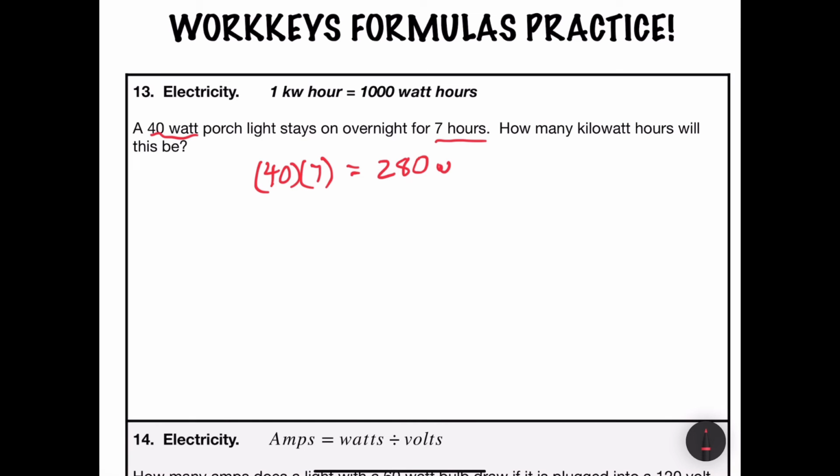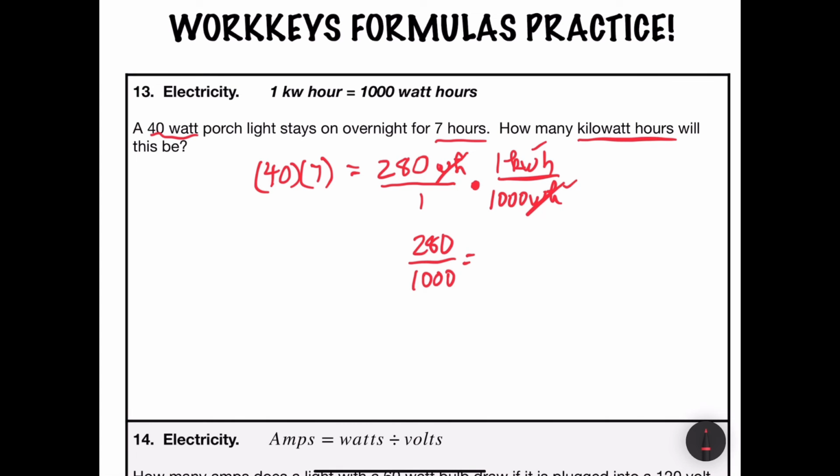So I have 280 watt hours, but I want to know how many kilowatt hours that is. So if I put this over 1 to make it a fraction, I can use the factor label method. 280 watt hours, I want to know what 1 kilowatt hour divided by 1,000 watt hours are. So I have 1 kilowatt hour over 1,000 watt hours, which is actually equal to 1, but I will get my watt hours and my watt hours to divide out. So 280 times 1 is 280. 1 times 1,000 is 1,000. And if I divide 280 by 1,000, I find that that's 0.28 kilowatt hours.